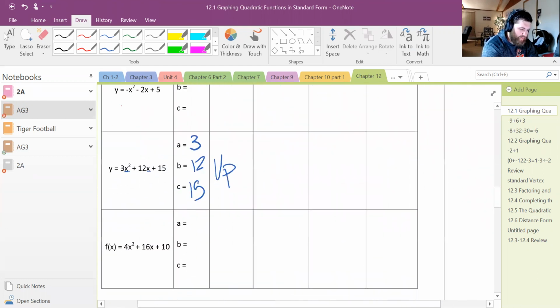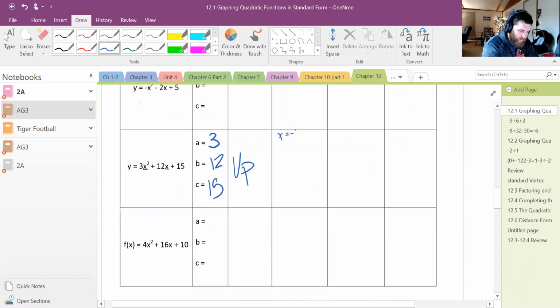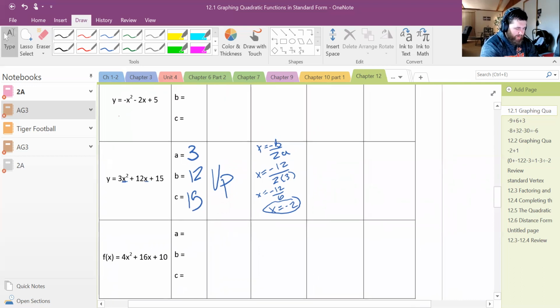Okay, the axis of symmetry is x equals negative B over 2A. B is 12, so x equals negative 12 over 2 times 3. Don't run out of room. Negative 12 over 6, x equals negative 2. Okay, so that's my axis of symmetry. Do we all follow that? Negative 12 over 2 times A, A is 3, so it's 2 times 3. Negative 12 divided by 6 is negative 2. I could be wrong here. It's 6 o'clock in the morning.